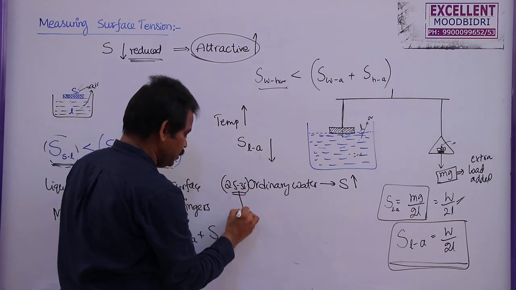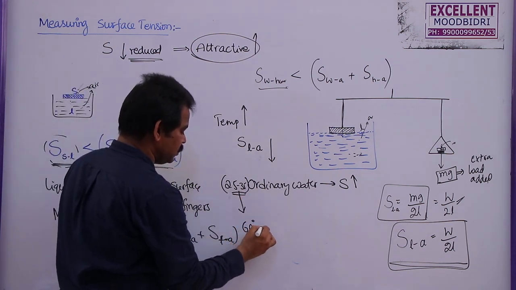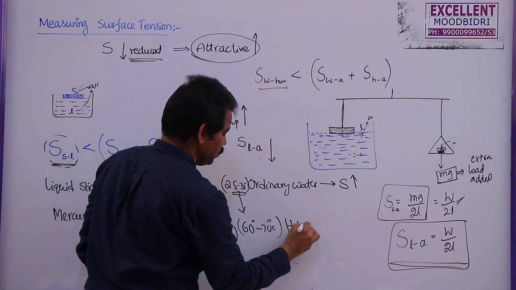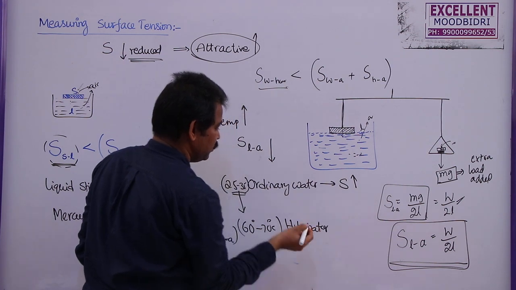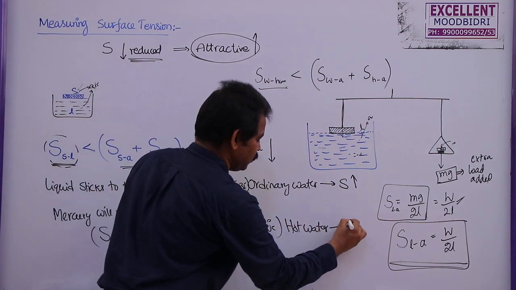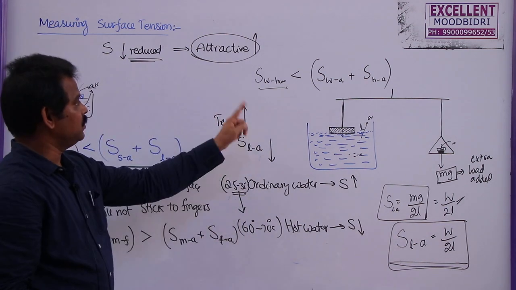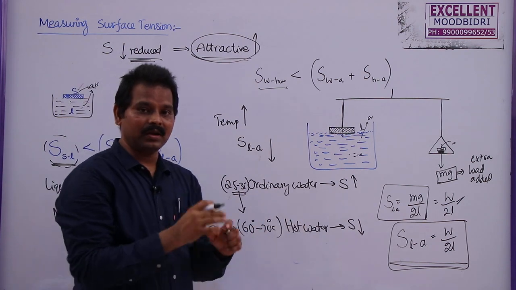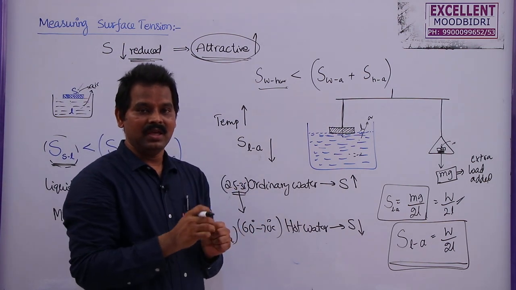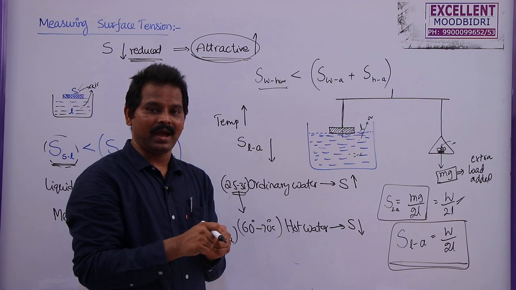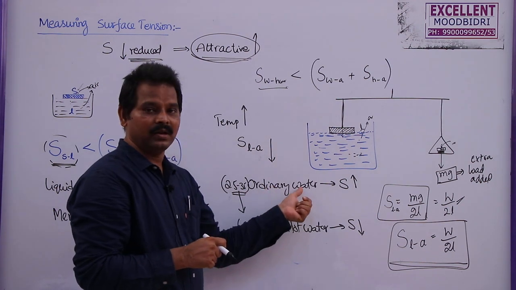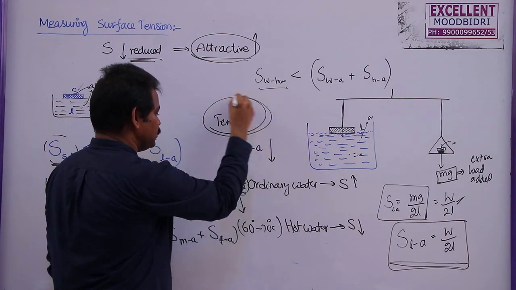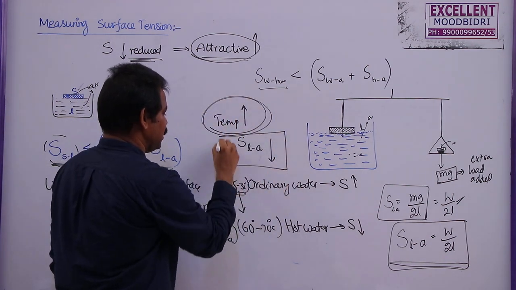But if you heat it to 60 or 70 degrees centigrade, it becomes hot water. Then the surface tension of the hot water is always less. When the surface tension decreases, there is more attractive force. Now water can attract more dirt. That's why it is easy to wash clothes with hot water than ordinary water. The reason being, by increasing the temperature, we are decreasing the surface tension.